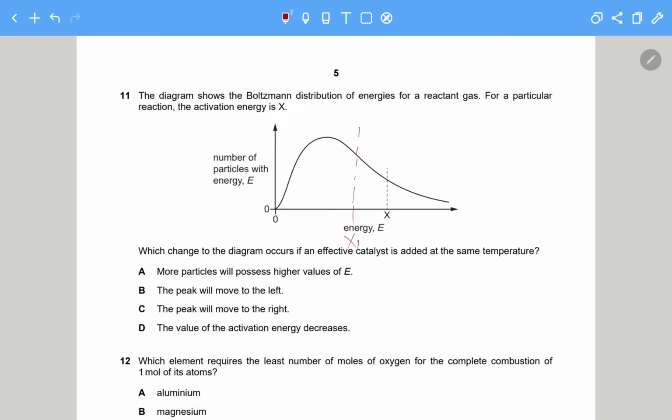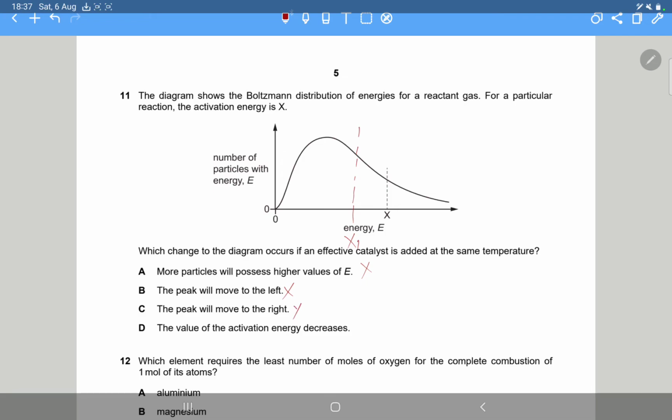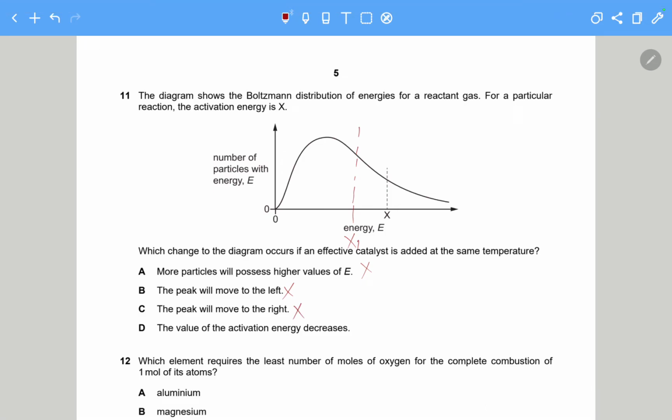So let's look at what the options say. A, more particles will possess higher values of E. This is wrong because there will be no change to the curve. So the same amount of particles, so the particles will have the same energy distribution as before. The peak will move to the left, no. The peak will move to the right, no, because the peak is not moving at all, because again, the catalyst will not change the distribution of energies, it will only lower the activation energy. Option D, the value of the activation energy decreases. Bingo. This is the correct answer because that's what we figured out before reading the options.